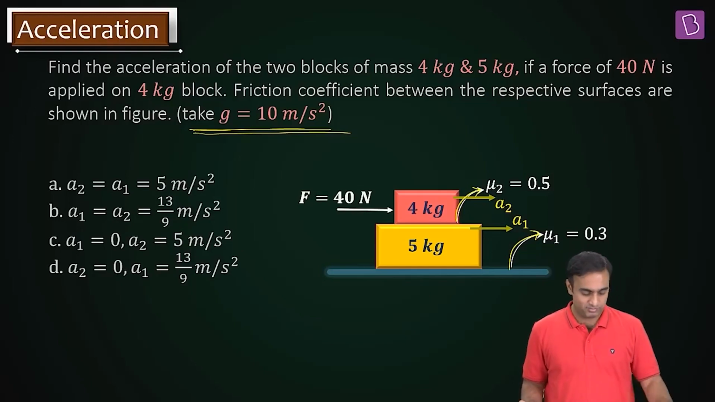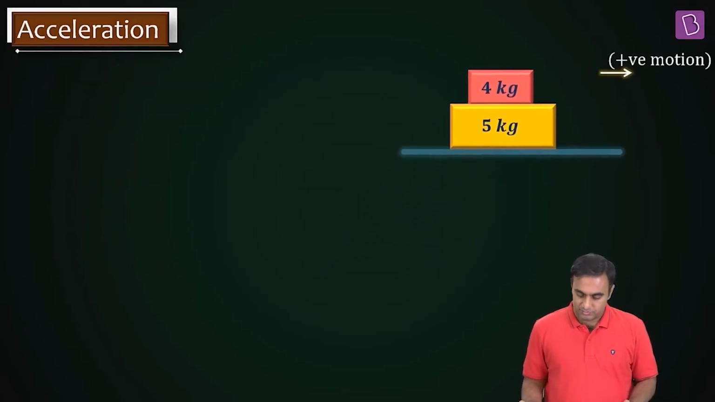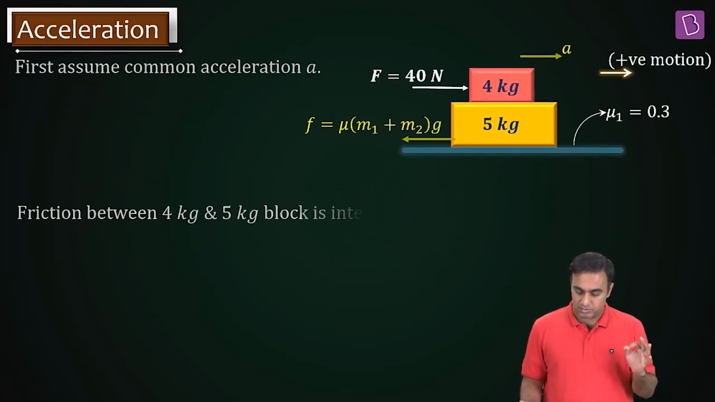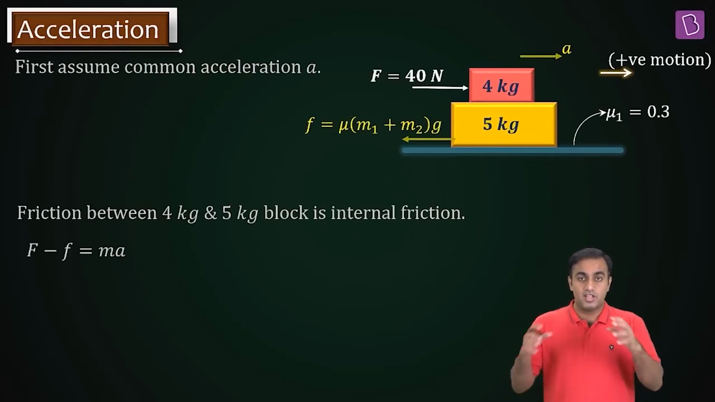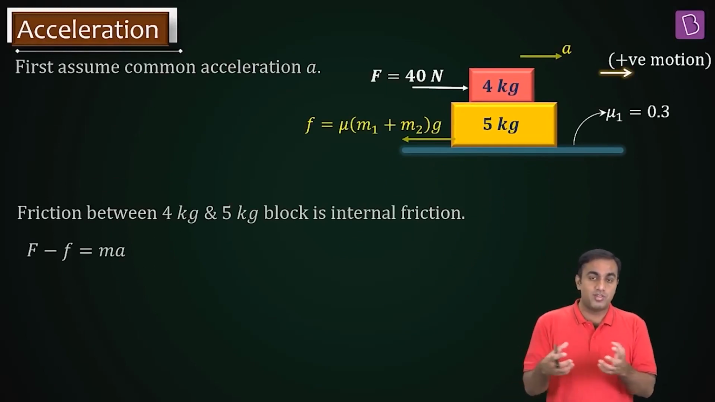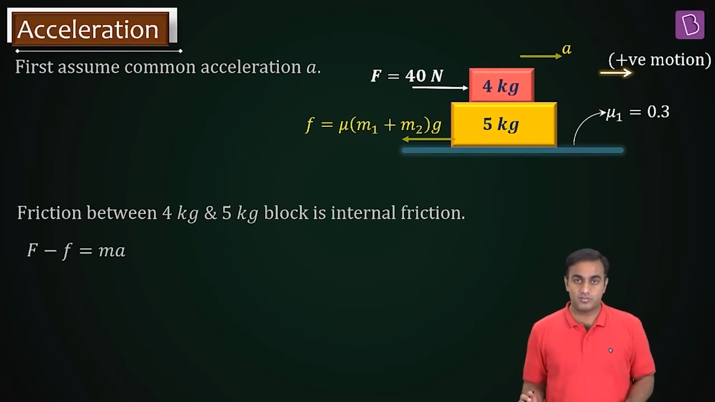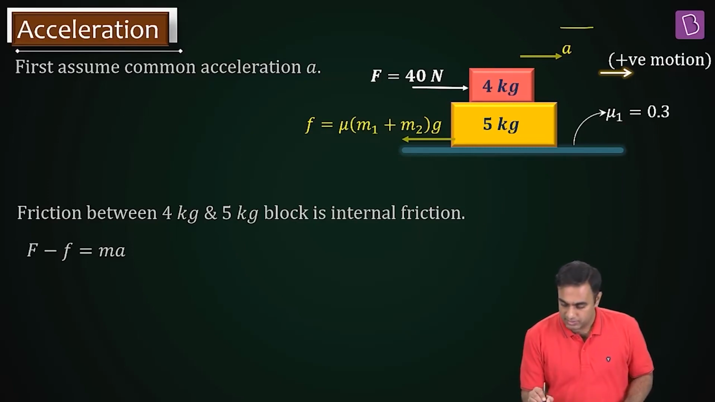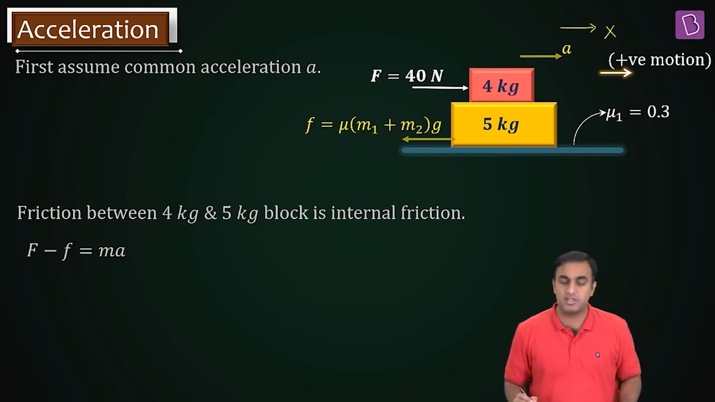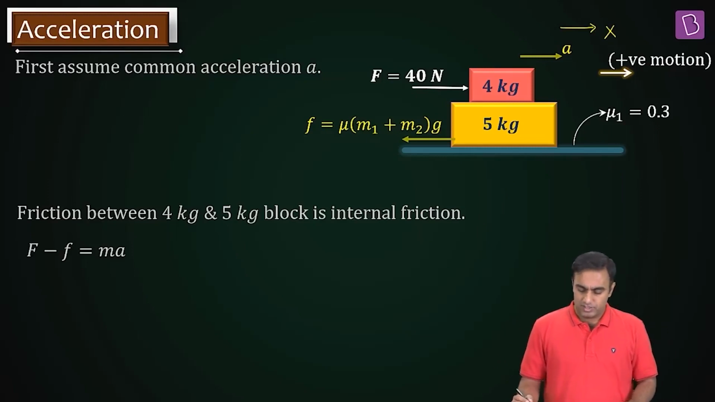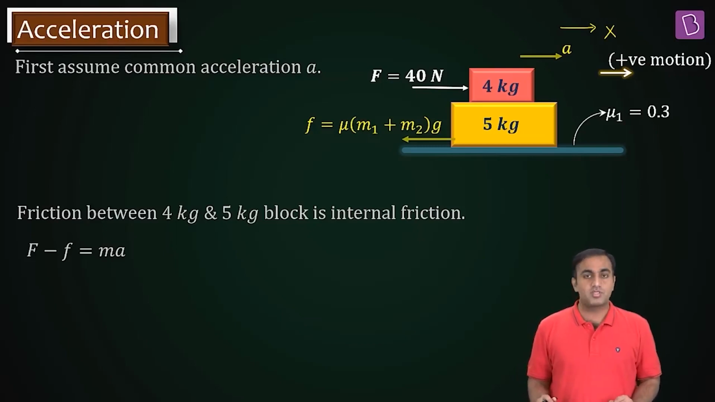Let's proceed. Here is the system of 4 kg and 5 kg block with our assumption that this system is moving with a common acceleration A. In which direction? Let's say in this direction along positive x-axis. Well, the friction between the 4 kg and the 5 kg block surfaces is internal. And what we need is only external force to consider the system's motion. Which are the external forces?